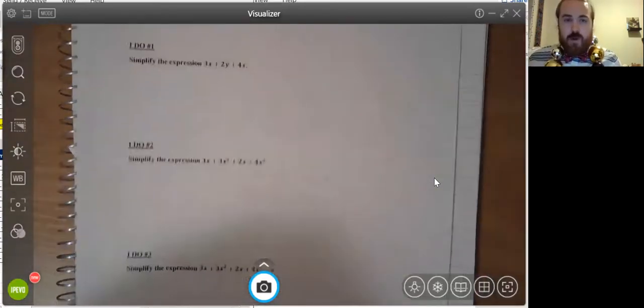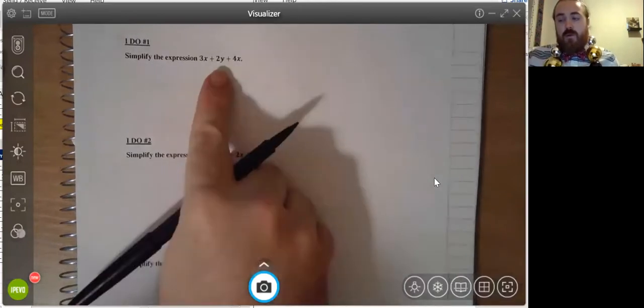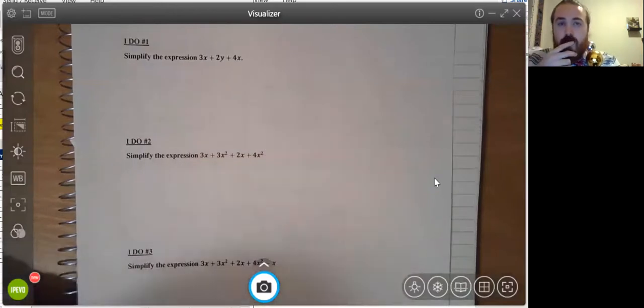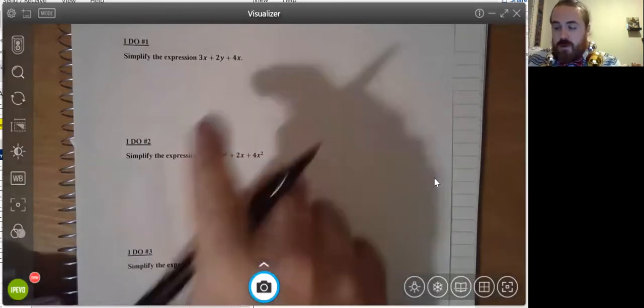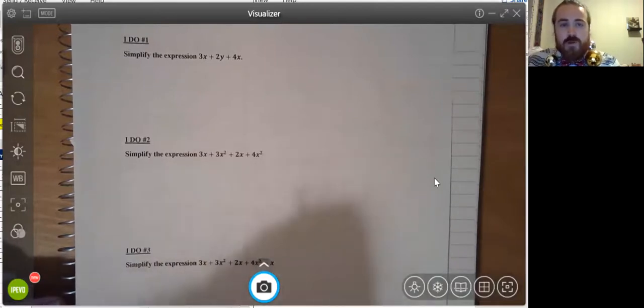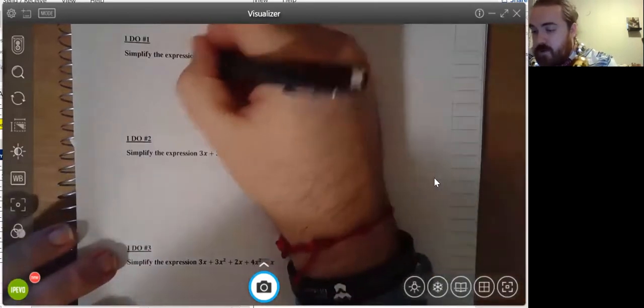So for ID number 1, it says simplify the expression 3x plus 2y plus 4x. So I want to identify like terms. One of the best ways to do this, especially when you have expressions like these, is to use circles, boxes, triangles, different shapes, so you can identify different groups. So the easiest one: oh look, 3x, put a circle.